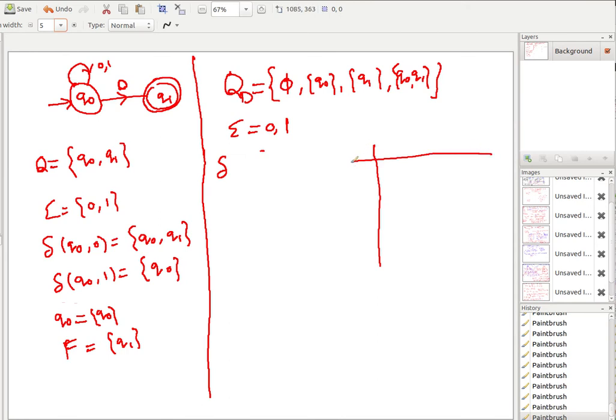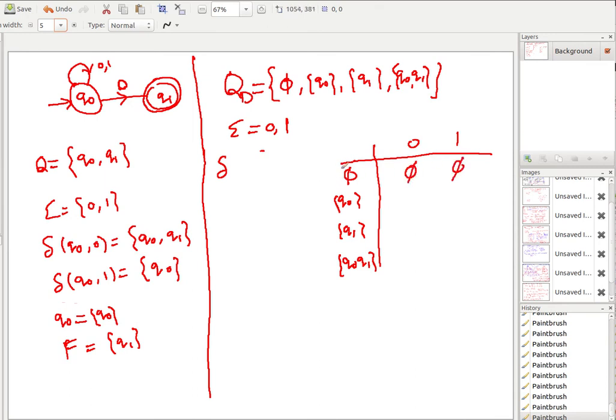So here I am going to write the states, and for 0 and 1 what will be the value. So I have 5 different possibilities. I have phi, I have q0, I have q1, and finally I have q0, q1. Phi at 0, where will it go? Because there is no phi state here, right? So at 0 it will not go anywhere. So if it is not going anywhere, it is going to the empty set, and therefore it will be phi. And phi at 1, it will be phi.